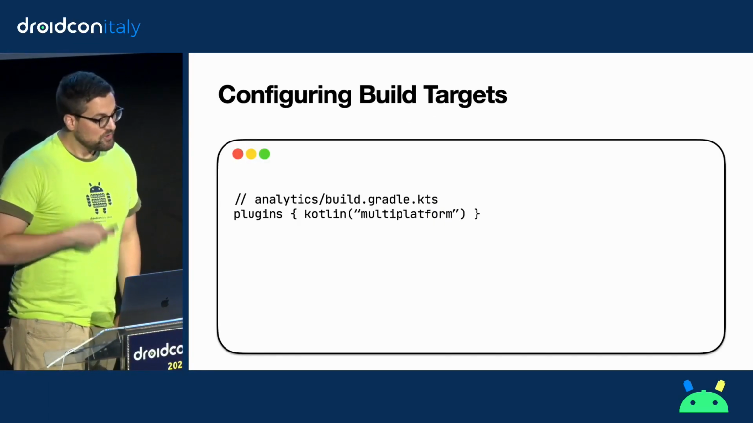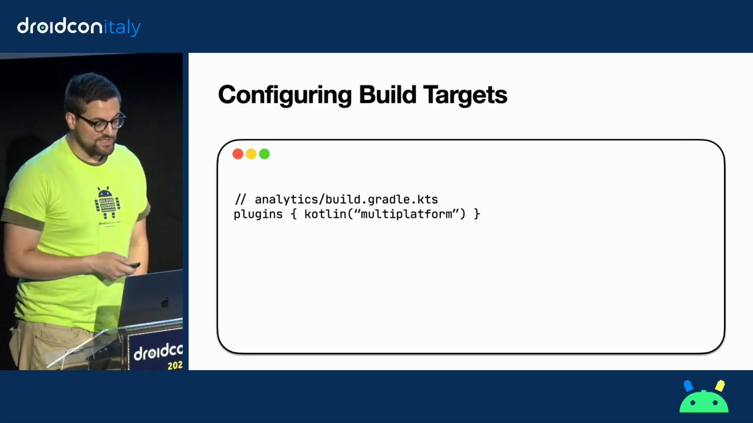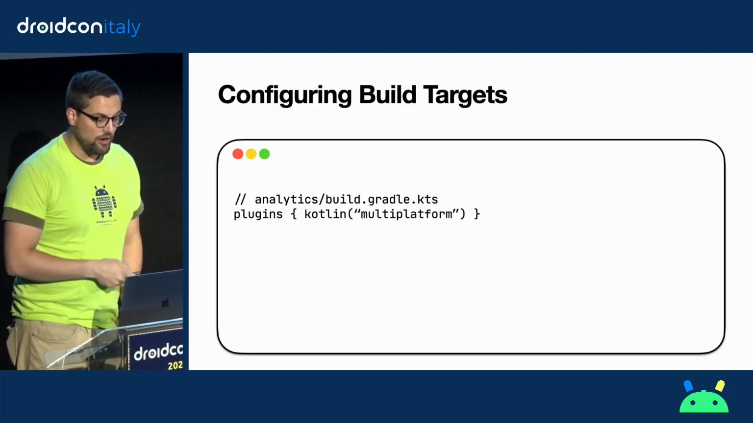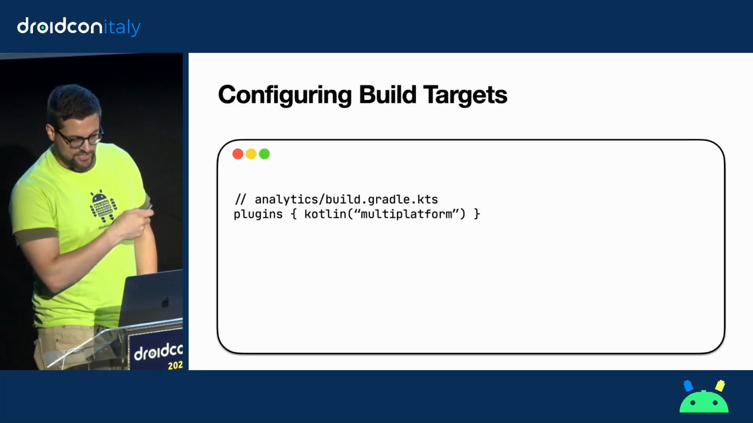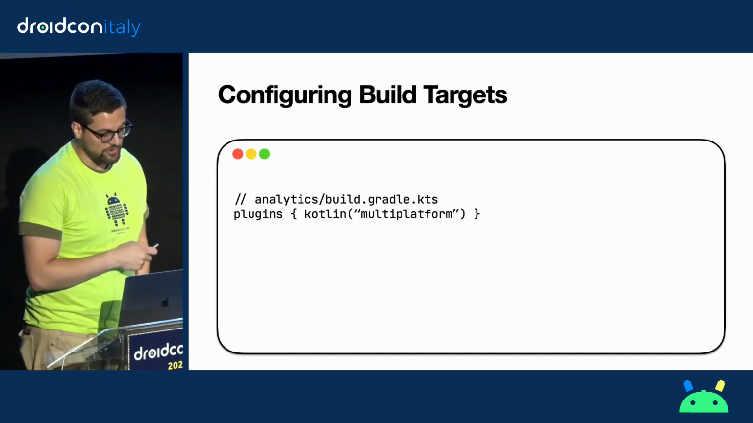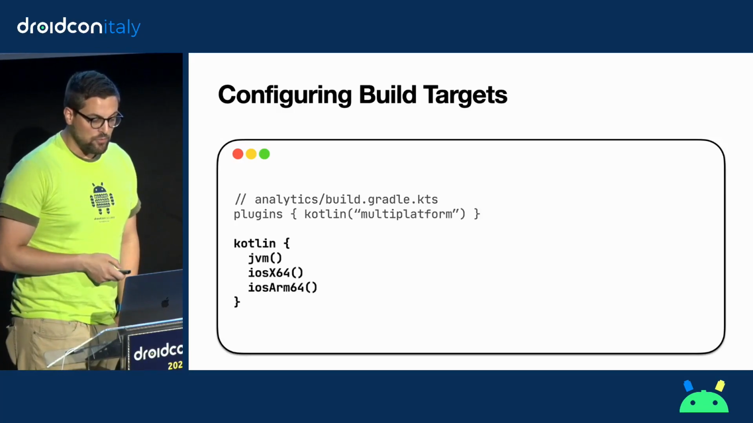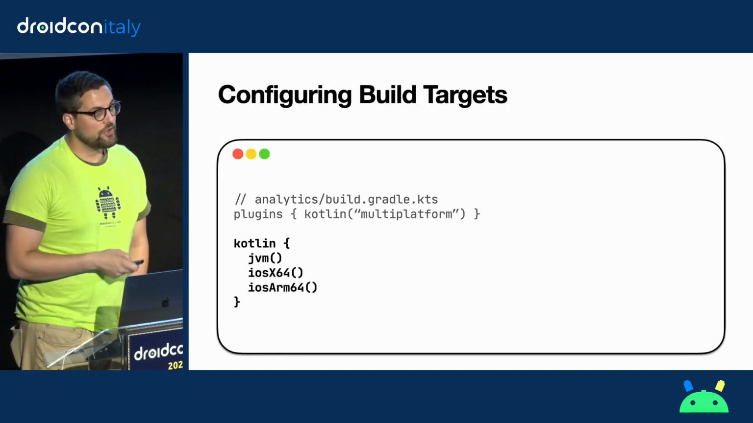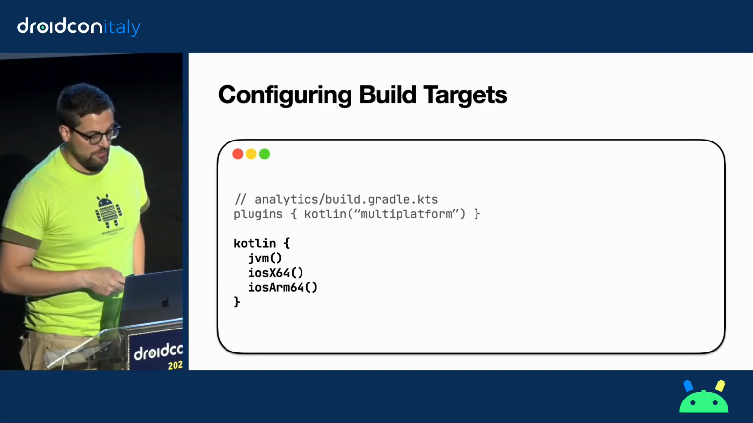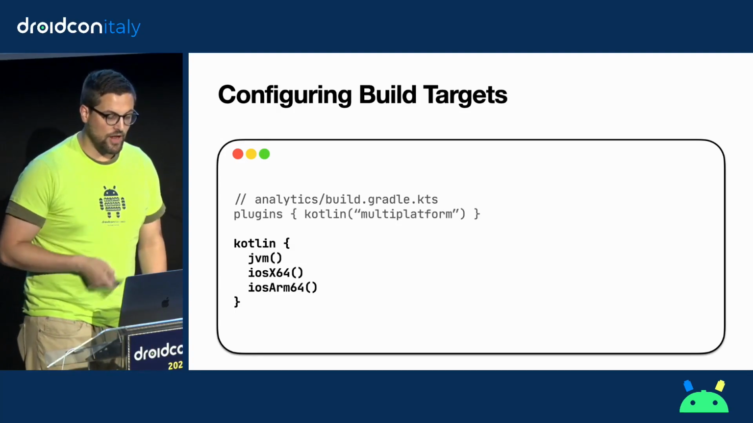To configure build targets in this one project setup, it looks something like this. In this case, that should actually say shared build.gradle.kts. In the build script file for that single module, we have the multiplatform plugin. And then within the Kotlin configuration block, we can add whatever targets we want here. So in this case, JVM and a couple different iOS targets.